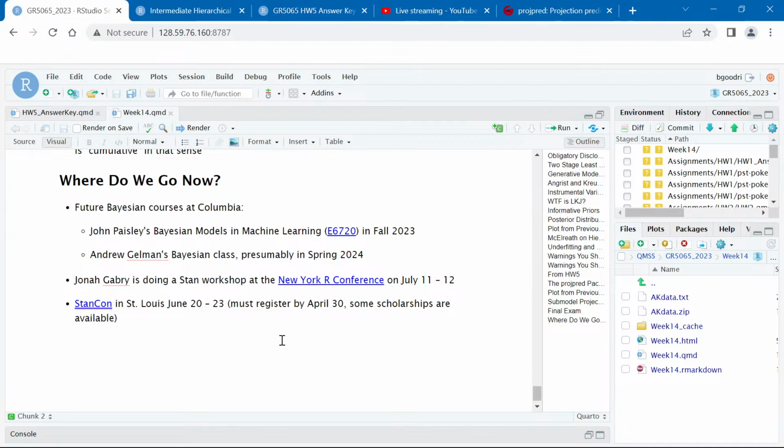Also, the StanCon conference is going on June 20th through 23rd. You have to register by April 30th. They do have some money to fund travel for students, so you can just go and listen. I don't think you're really in a position quite yet to present anything there, but you can hear people who are, and that's at the end of June at Washington University in St. Louis. And I hear the weather is lovely there this time of year.